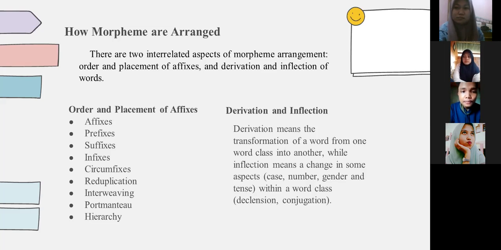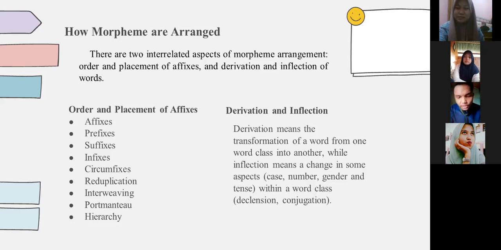Hierarchy. We should also note that every language has a specific order in which affixes can be attached. This is referred to as hierarchy. Knowing the hierarchical relationship among the affixes of a language will keep us from attaching morphemes in the wrong order and creating bizarre words. In English, suffixes are generally added before prefixes, like helpful, before we can create unhelpful. And the last is about derivation and inflection.